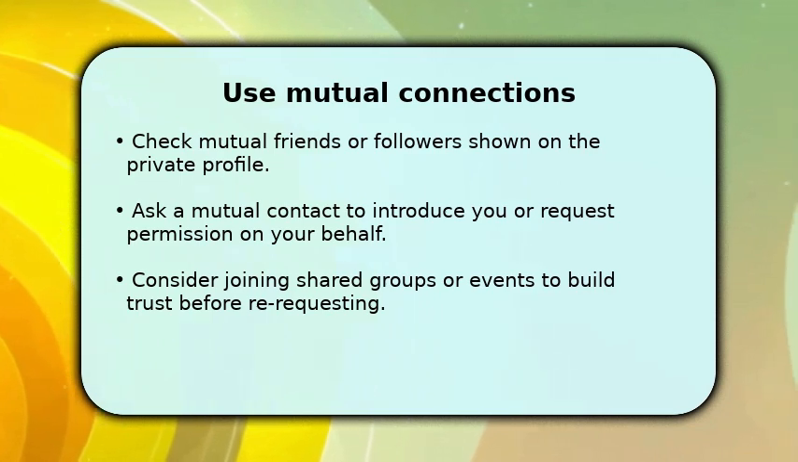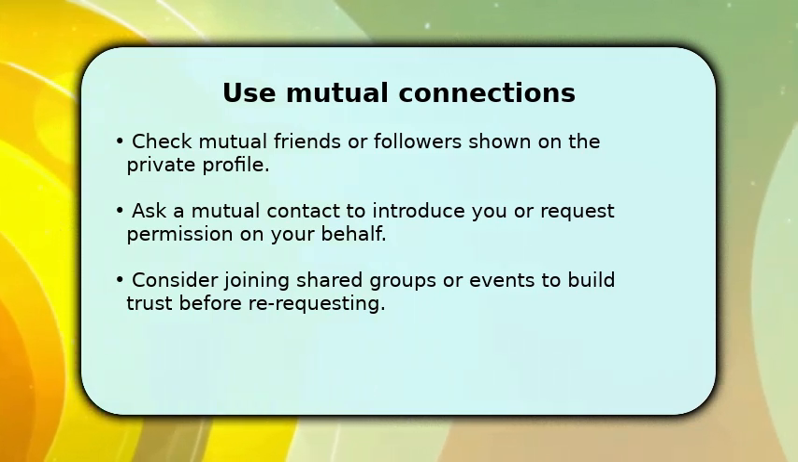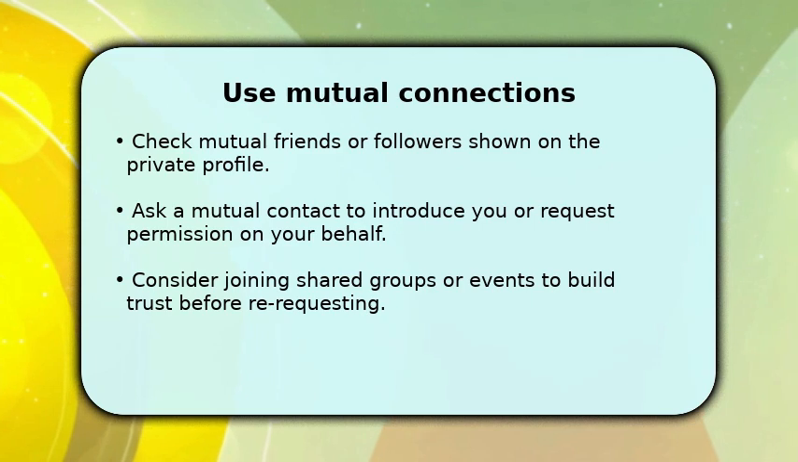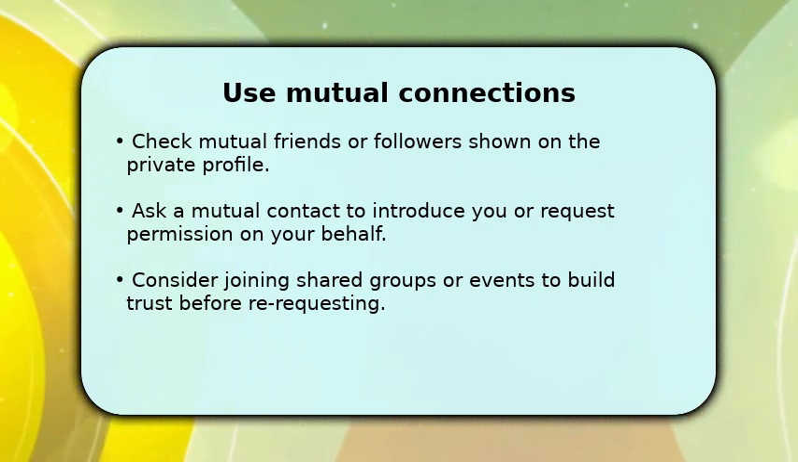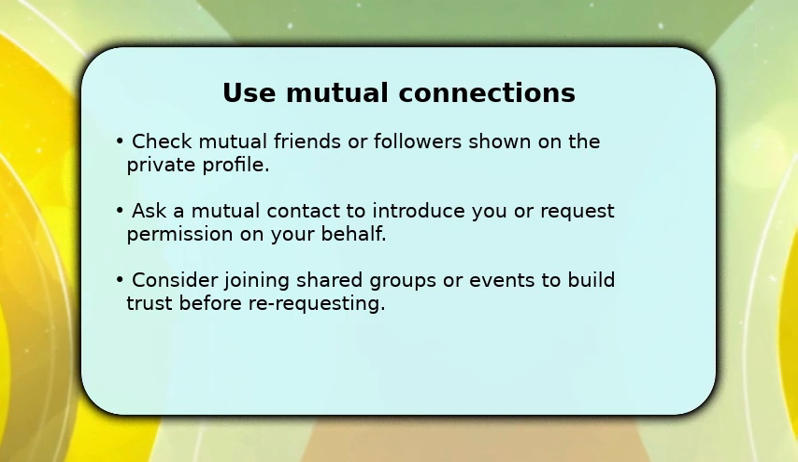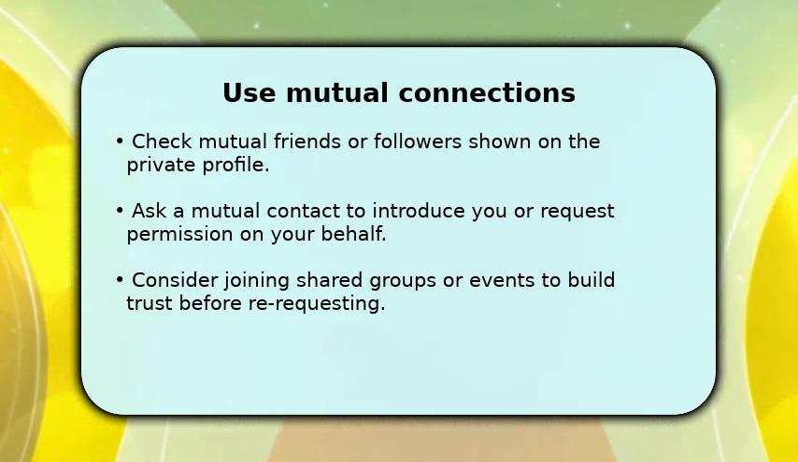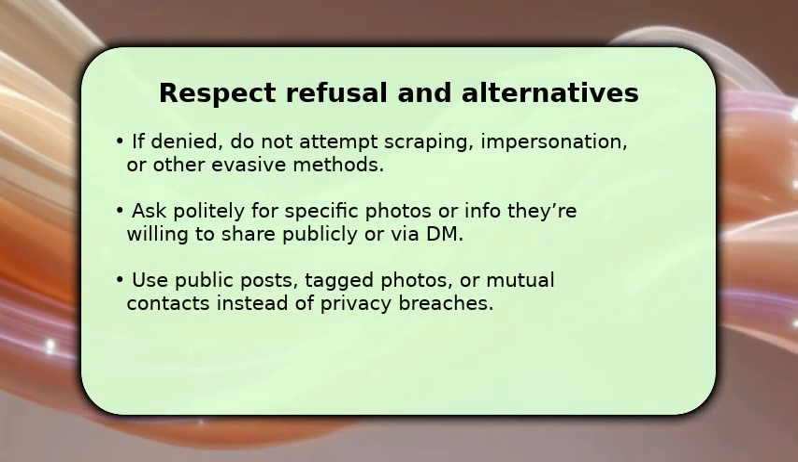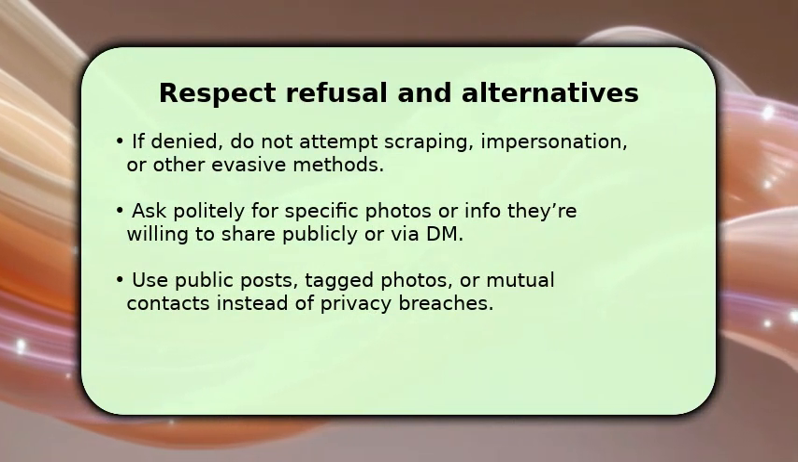If that's uncomfortable, join the same community or event where connection can form naturally, and then re-request access later. This route works because people grant access based on social proof and familiarity, so building rapport increases the chance of acceptance. Finally, accept the response and do not attempt to bypass privacy settings.